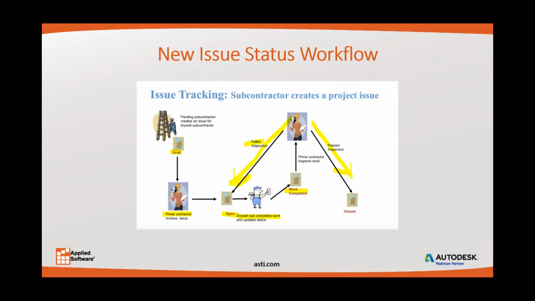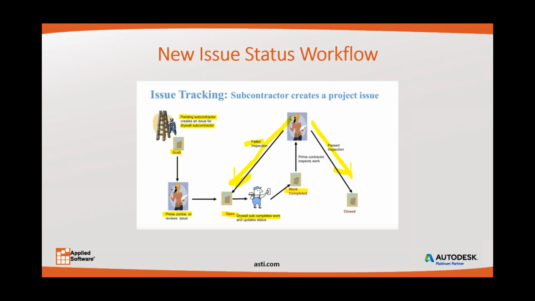through this same workflow. The challenge with this is I think that this is a little misleading. Based on some of the comments and on my own research, the painter cannot assign to the drywall subcontractor. And if you read the details in the release notes, it also aligns with this. So the painting subcontractor, if you remember, can only assign an issue to either the prime contractor or the account owner or themselves.